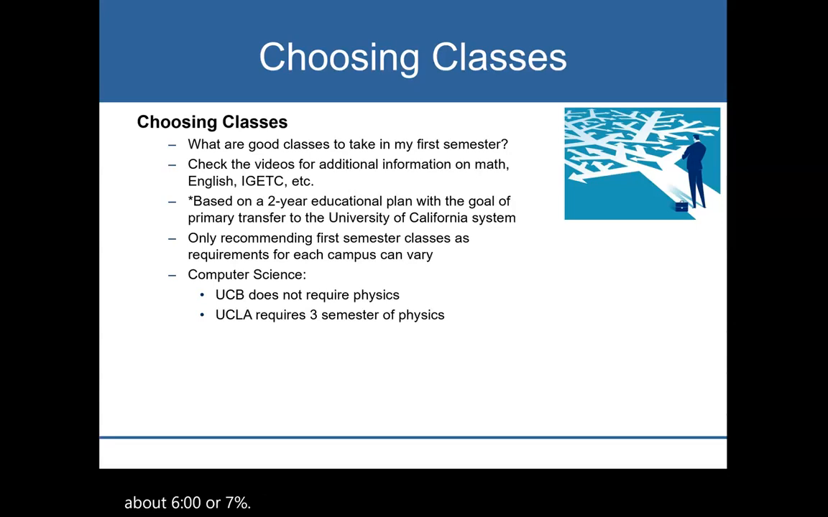So if you add, for example, UCLA on top of that, then you're going to be required to take at least 3 semesters of physics. If you add UC Davis, they'll have some additional requirements. If you add San Jose State, they'll have some additional requirements. So the goal with this is really just to help you pick first semester courses that are going to help you no matter which university you're planning to go to.